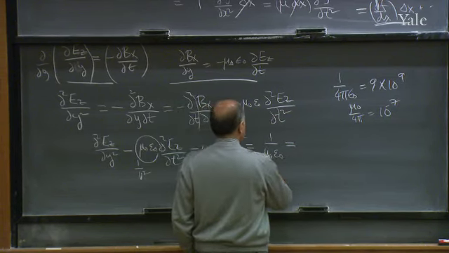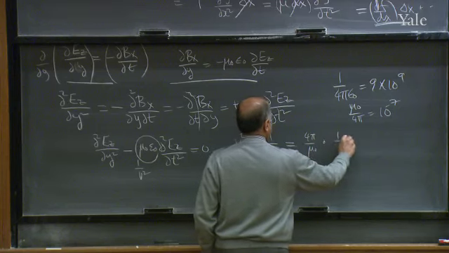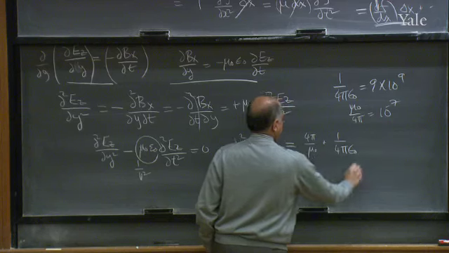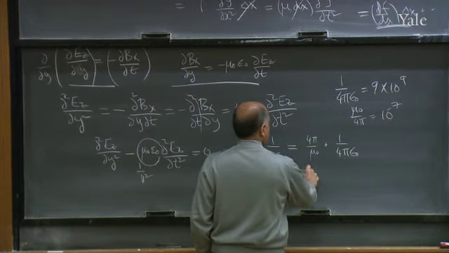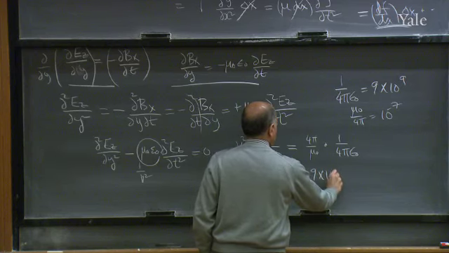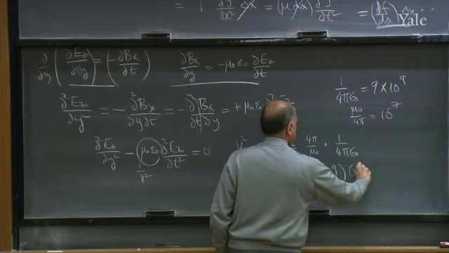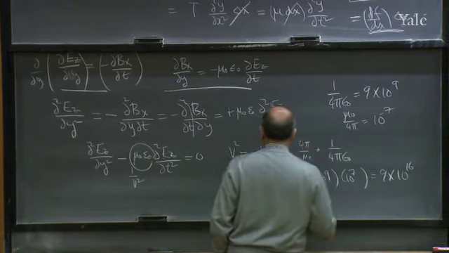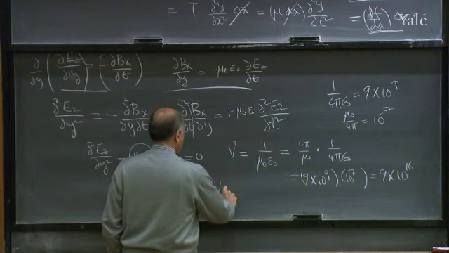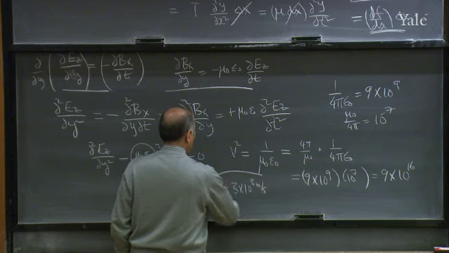So let's write this as 4 pi over mu 0 times 1 over 4 pi epsilon 0, because we know what those guys are. So 1 over 4 pi epsilon 0 is 9 times 10 to the 9, and 4 pi over mu 0 is 10 to the 7, so you get 9 times 10 to the 16. Or the velocity is 3 times 10 to the 8 meters per second.